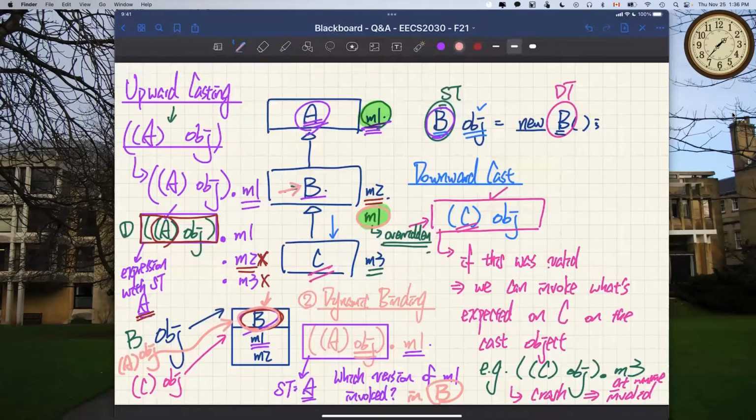Yep. So as long as M1 is part of the static type A, then we go to the dynamic type and can go upwards until we find the version. That's correct. Yeah, okay.